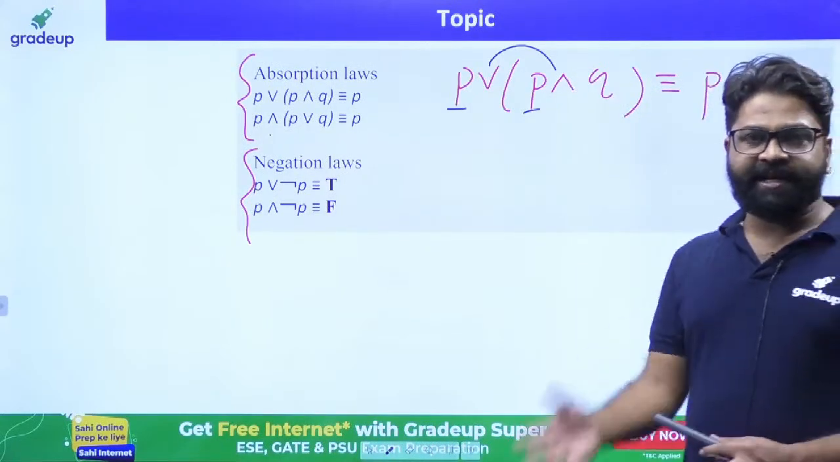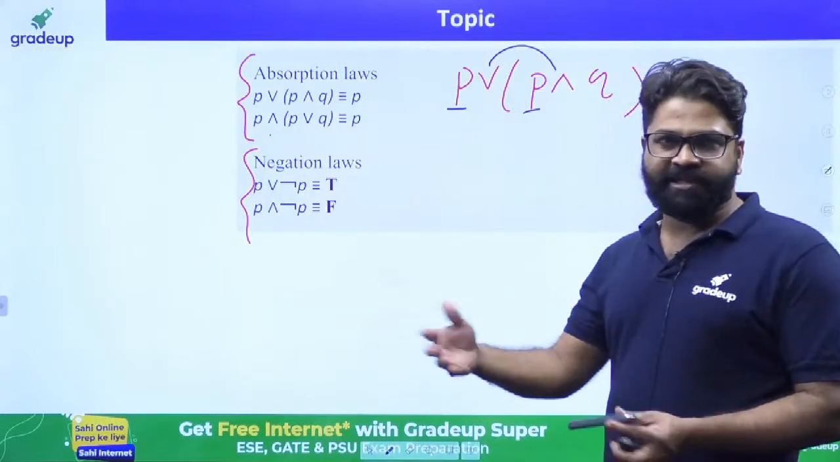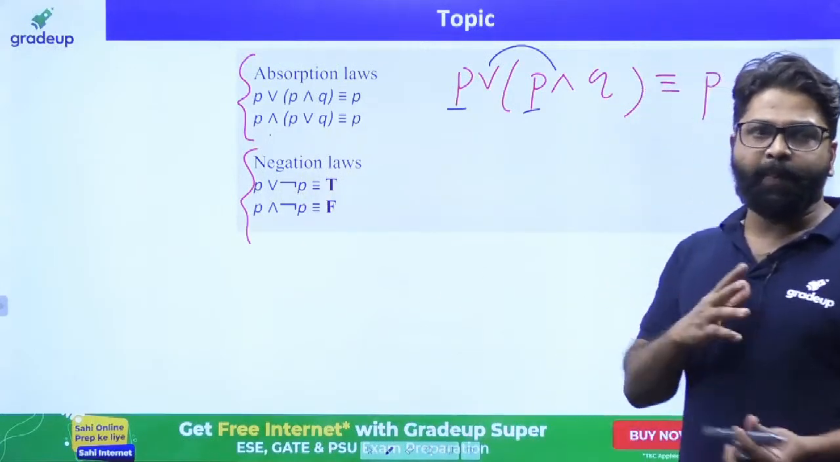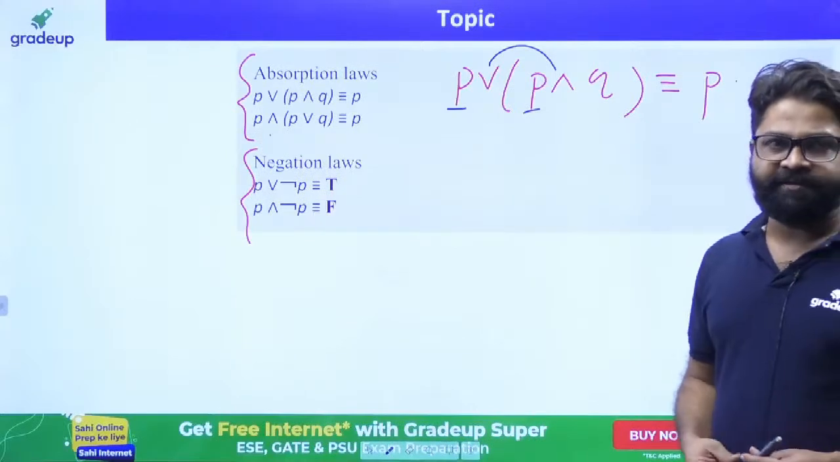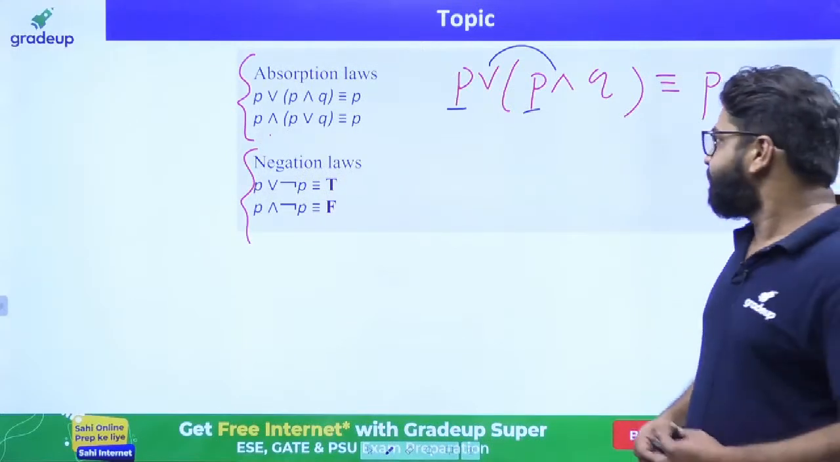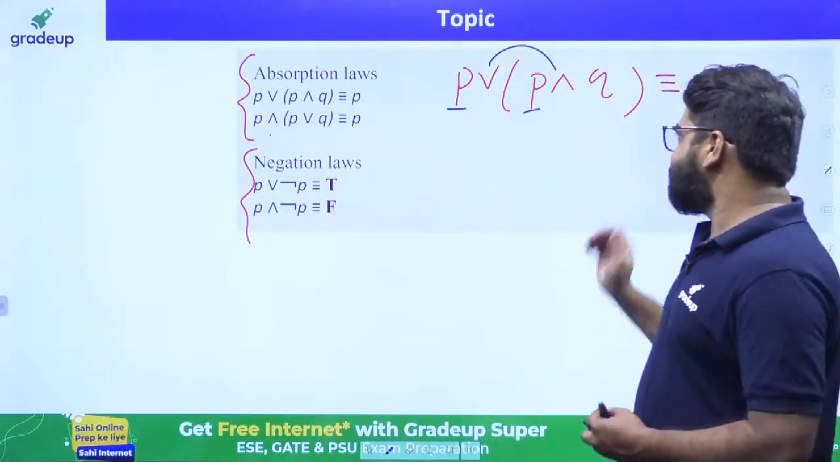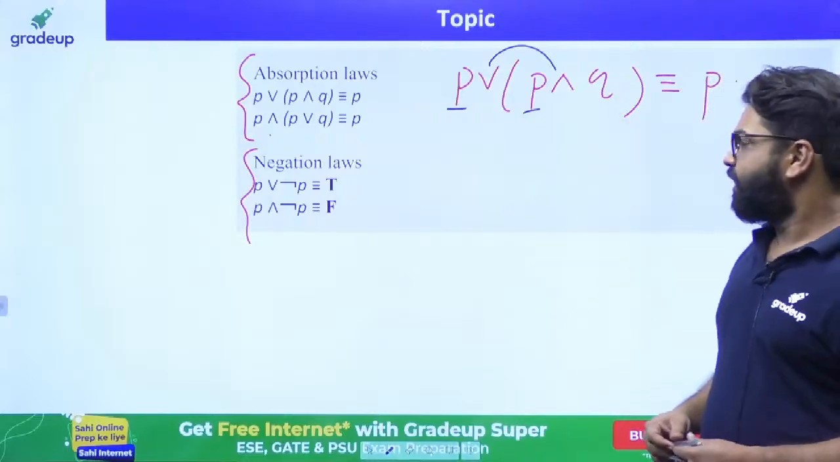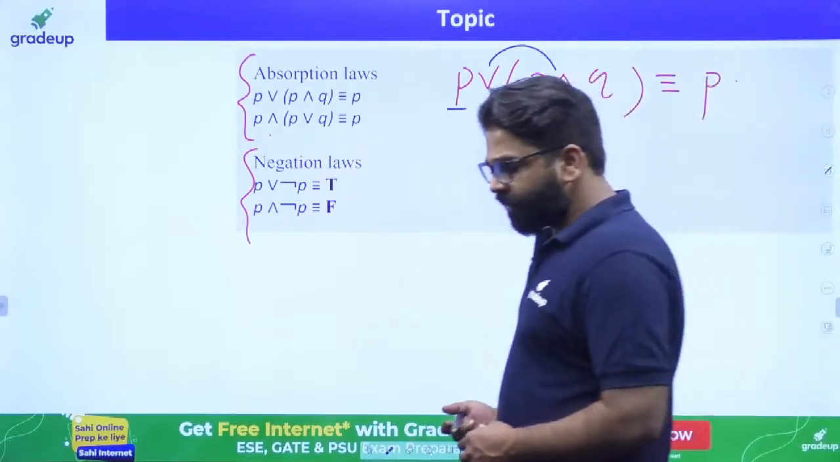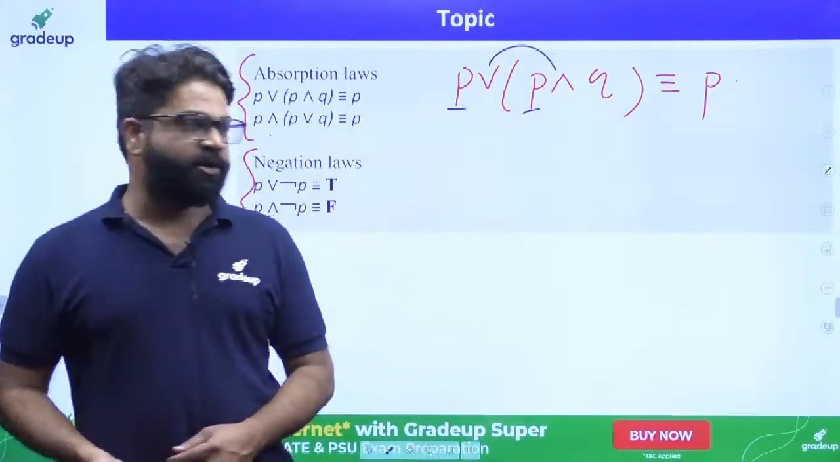What is outside has to be inside. That means obviously a bracket inside, and then your operator should be different. So what is outside? P is outside, P is inside, and your operator should be different. Now let's take the cases. So how can we understand the absorption law?